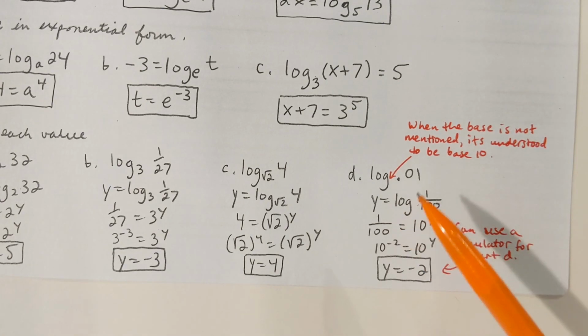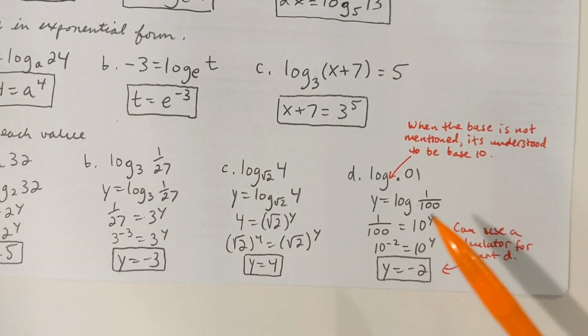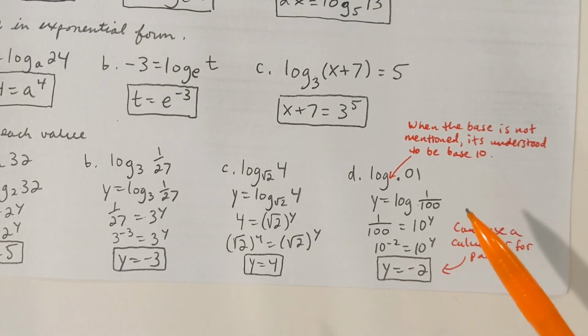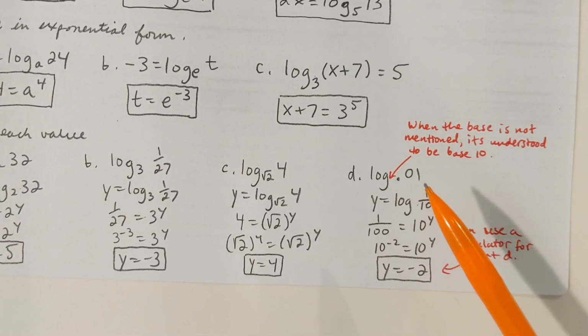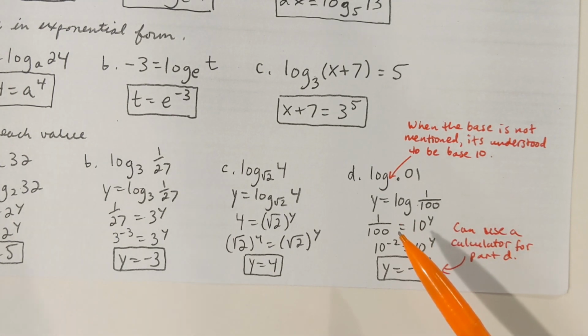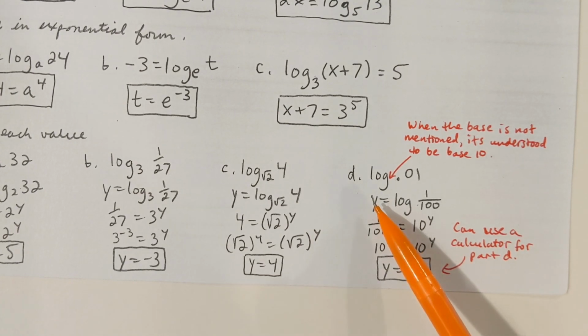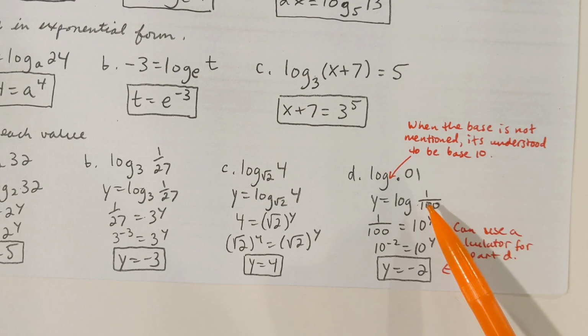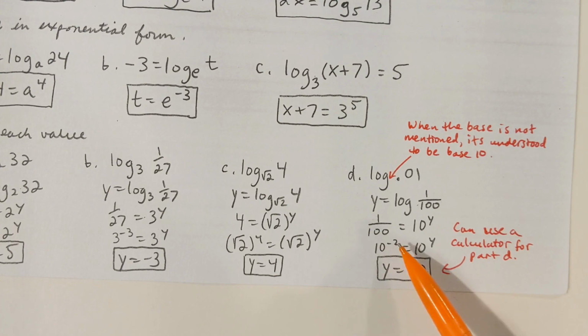Part D, you'll notice that I don't have a base written. Whenever that is the case, the base is understood to be base 10. You can write the 10 if you want or not. Usually we don't write base 10. Knowing that, I want to find the value of y equals log base 10 of 0.01. Rewrite that into an exponential form. Again, the base is 10. Y would be the power of 10. 0.01 is the same as 1 over 100, so that'd be on the other side there. And 10 to the negative second power, the same as 1 over 10 squared, or 1 over 100.